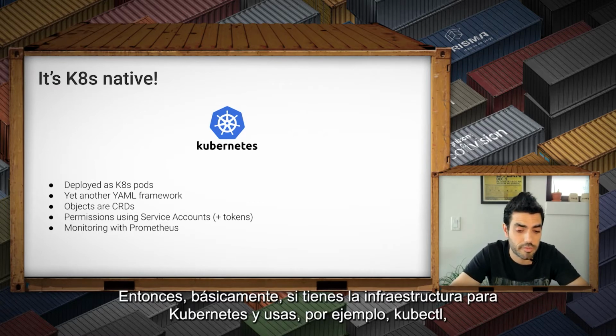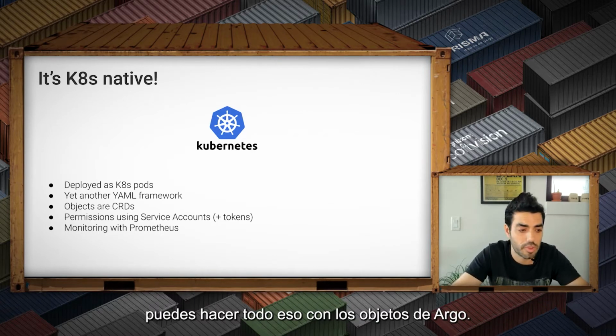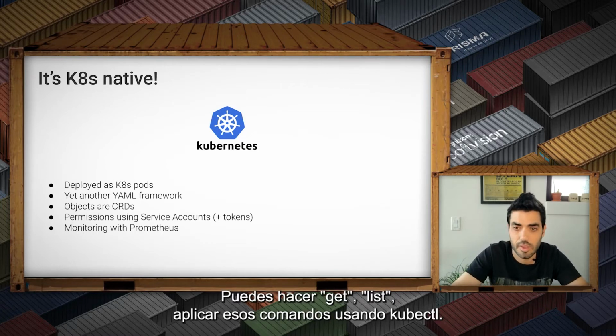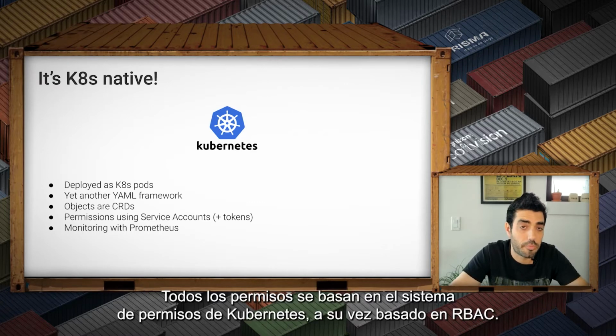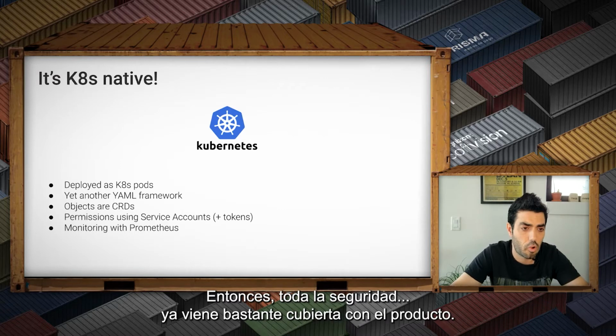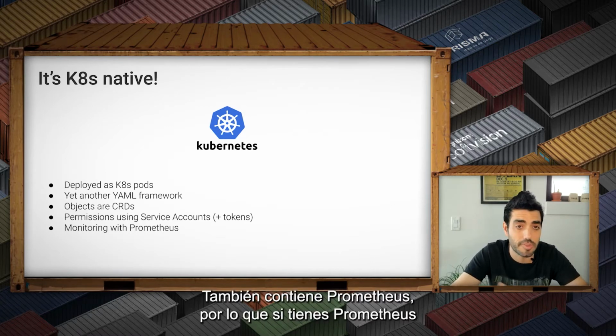So basically, if you have the infrastructure for Kubernetes and you use, for example, kubectl, you can do all of that with your Argo objects. You can get, list, and apply those using kubectl. All the permissions are based on the Kubernetes RBAC permission system, so it uses service accounts with tokens. All the security comes pretty much inside the box here, and it also comes baked with Prometheus.